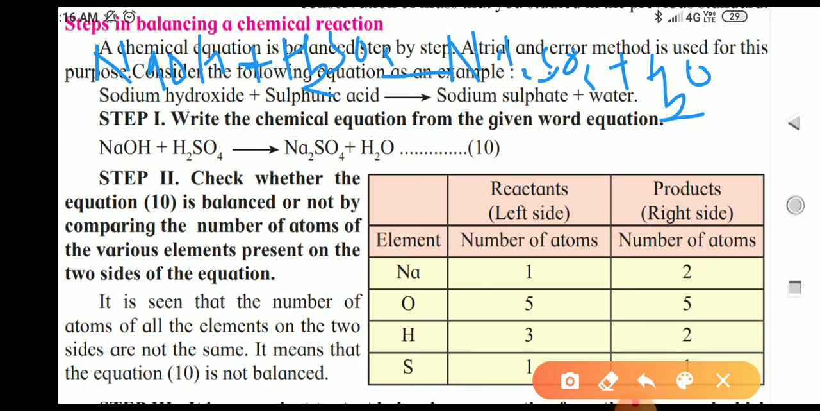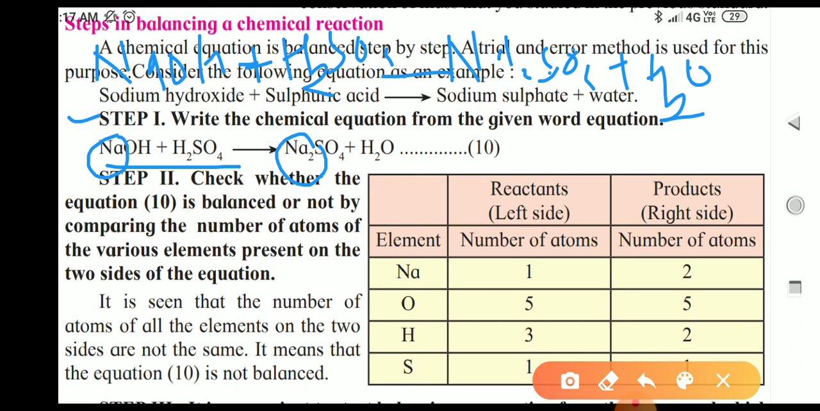So step 1 is write chemical equations from the given word equation. So here we write the equation NaOH plus H2SO4, that is sodium hydroxide plus sulfuric acid, and it gives sodium sulfate plus water. Now we can check this equation. Towards left side or reactant side there is one sodium, that is Na, but in case of product side, to the right side, there are two sodium. So one sodium in reactant and two sodiums in product side. So this is not a balanced equation.